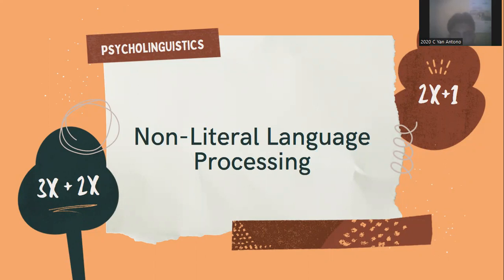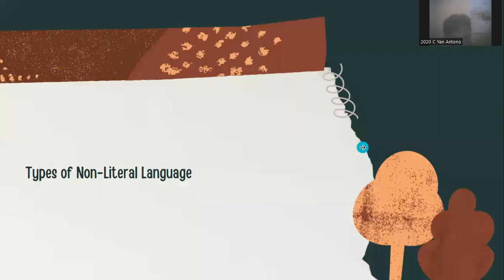I will explain about non-literal language processing in psycholinguistics. The first one is types of non-literal language. Non-literal language refers to language that is used in a figurative or indirect way rather than in a literal or straightforward manner. Some common types of non-literal language include metaphors, similes, idioms, irony, sarcasm, and hyperbole.